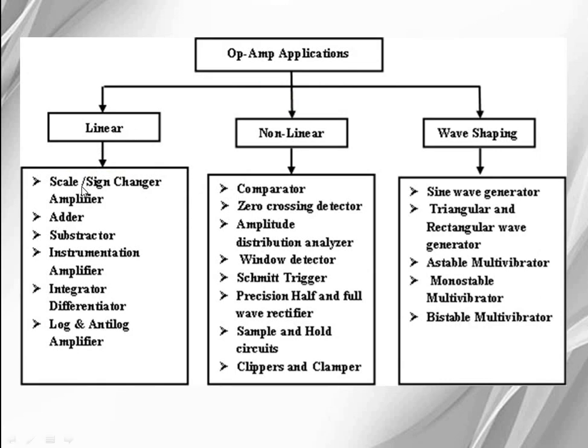Under linear, there are many things: scale changer, sign changer, adder, subtractor, instrumentation amplifier, integrator, differentiator, log and anti-log amplifiers. The op-amp can be used as linear as well as non-linear. Under non-linear we have comparators, zero crossing detectors, Schmitt triggers, precision rectifiers, sample and hold circuits, clippers and clampers. And for wave shaping, we have sine wave generators, triangular and rectangular wave generators, astable, monostable and bistable multivibrators. So these are the three basic classifications of the performance of operational amplifier: linear, non-linear and wave shaping.